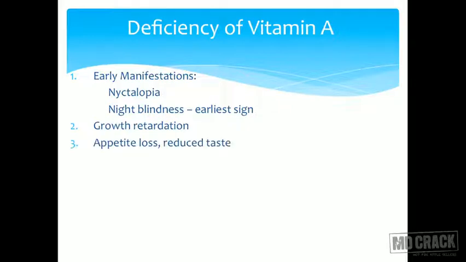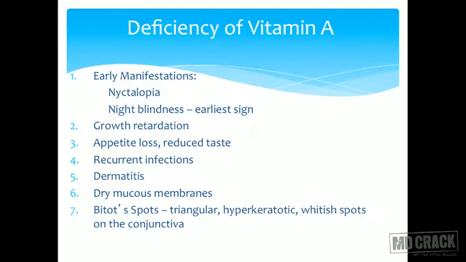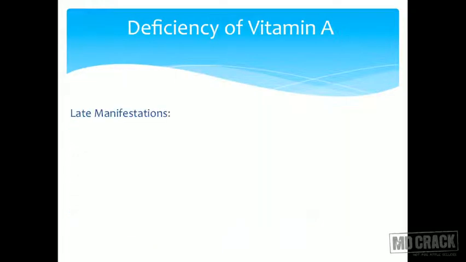Growth retardation will be there, appetite loss, reduced taste, recurrent infection, dermatitis, dry mucous membranes. Remember, it is required for mucus forming cells, so it will result in dry mucous membrane. And one important sign that is seen is white spots, which are triangular hyperkeratotic whitish spots on the conjunctiva. This is one of the characteristic features of vitamin A deficiency. This is in the early manifestation.